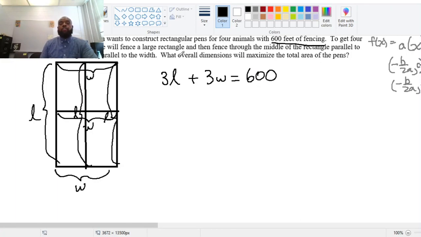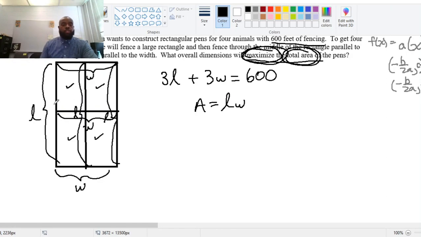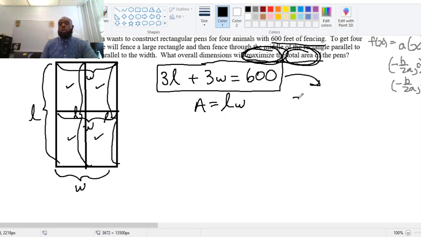And so we want to find the overall dimensions that will maximize the total area. So we see the word maximum, which is very important, and we see the total area. Well, the total area is this area plus that area plus that area plus that area, which all together is the area of the entire big overall rectangle, which is just length times width, right? And so what we want to do is write this equation in terms of one variable so that we have a function in terms of one variable. So what we'll do is we'll use this formula, solve for one of the variables. I'm going to solve for L.